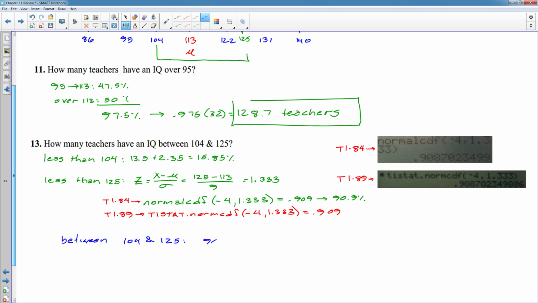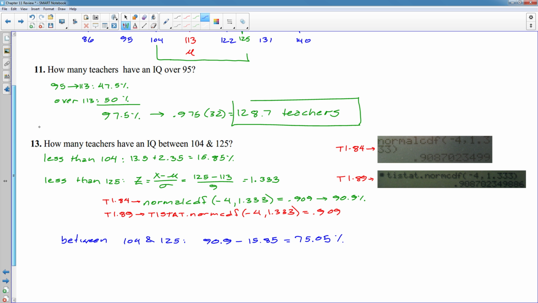So I'll do 90.9% minus 15.85%, we'll punch that in on the calculator, 90.9 minus 15.85, and you get 75.05%.